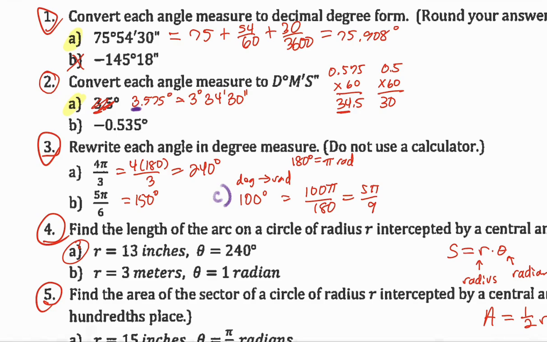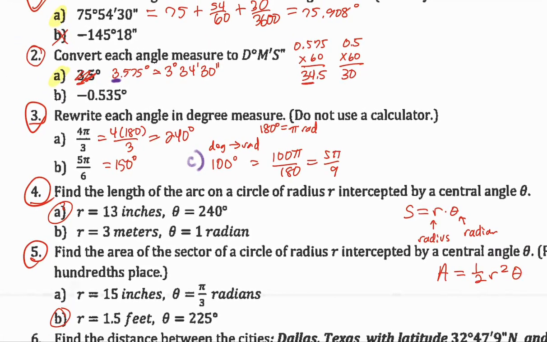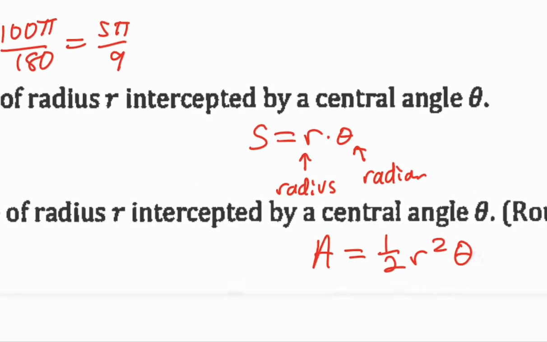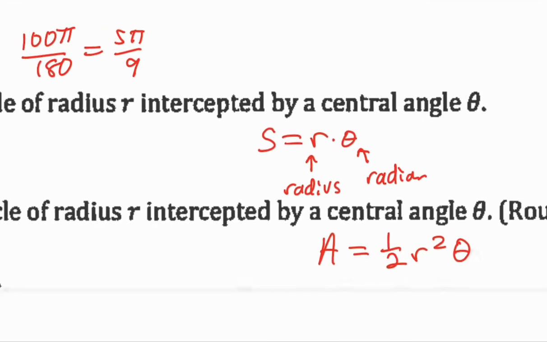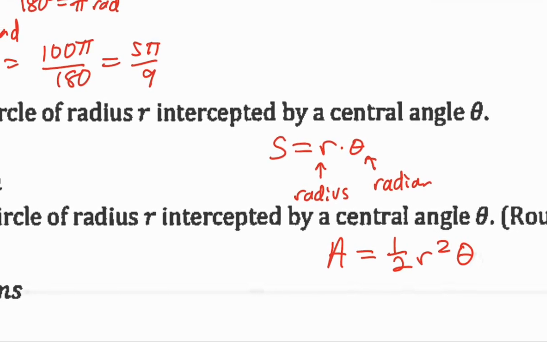Do we have any questions on 1, 2, or 3? Okay, for 4, the formula we need is right over here, that the arc length is radius times radians. So it's just your angle measure times your radius. But you have to have it in radian measure for this formula to work.